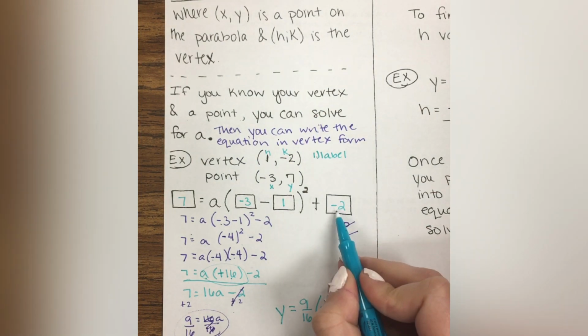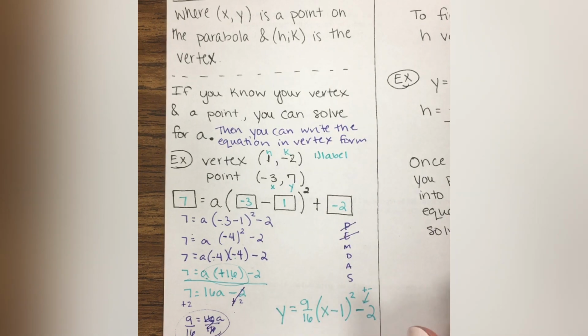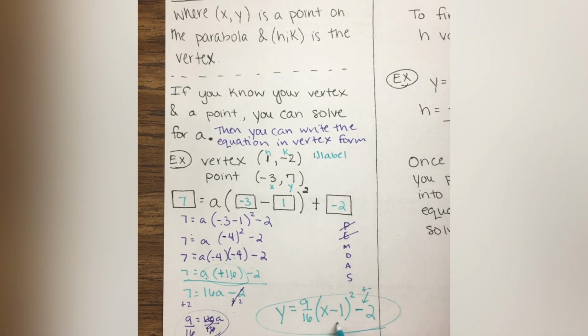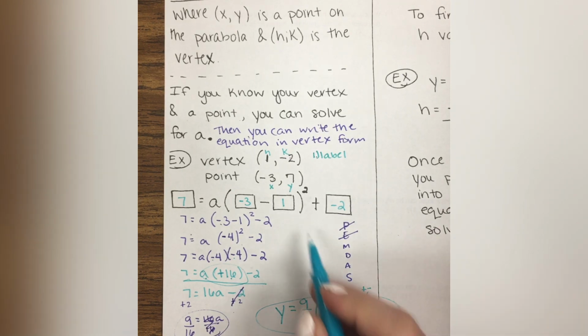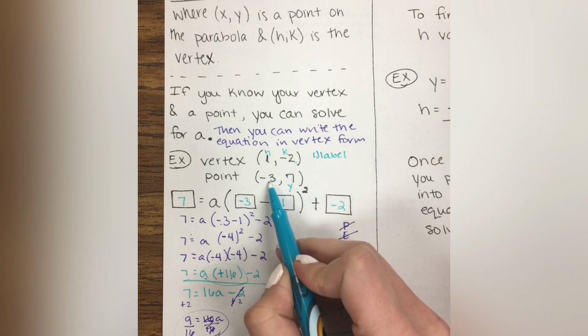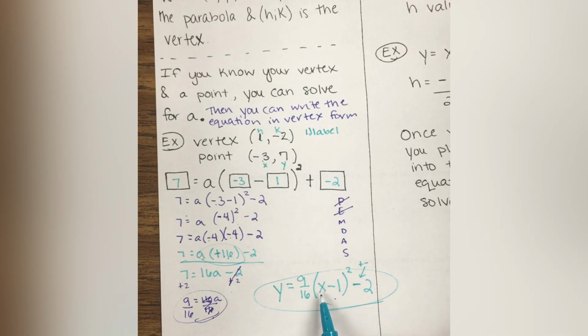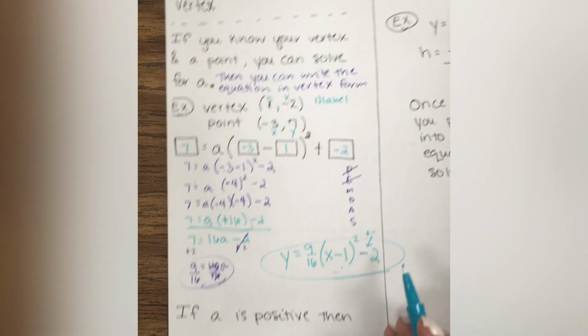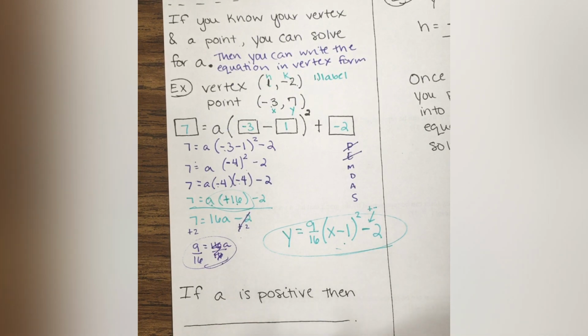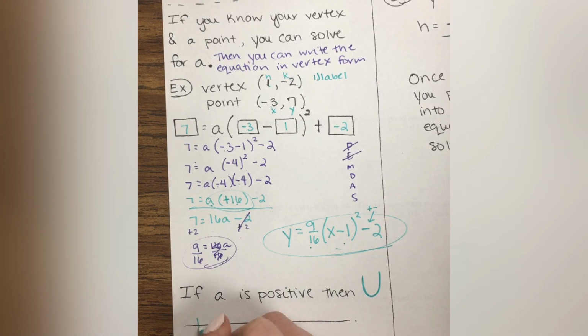Should I write plus a negative 2 for my k? No, I just need to write minus 2, because plus a negative is going to be a minus sign anyway. And so this is my equation in vertex form for a parabola that has the vertex of (1, -2) and passes through the point (-3, 7). And from this equation, I could find all my points just by plugging in my x values and solving for the y. So another thing we talked about in class today is if your a is positive, like this one is, then your parabola is going to open up, okay?